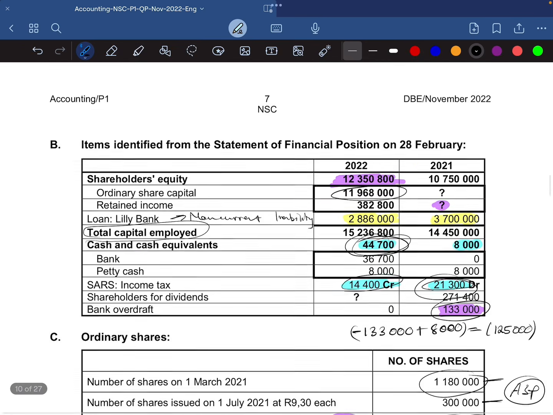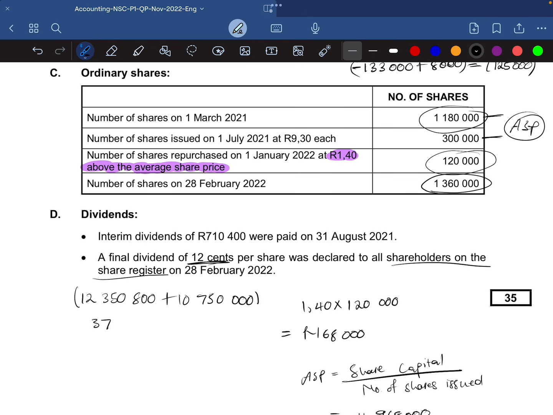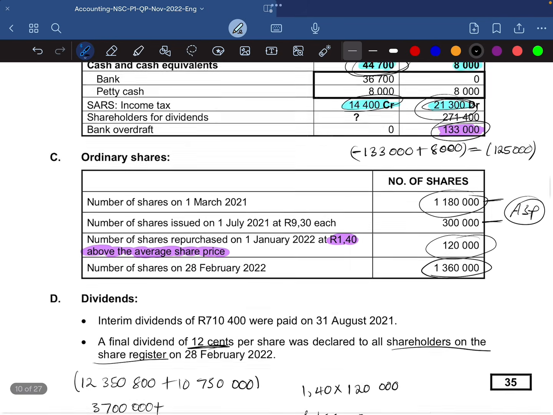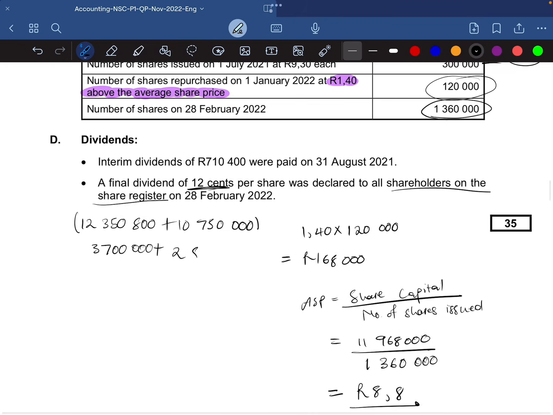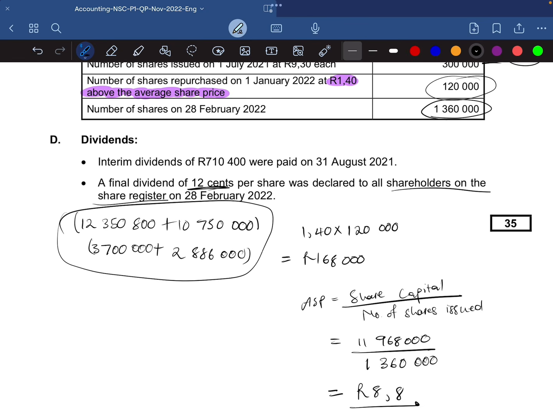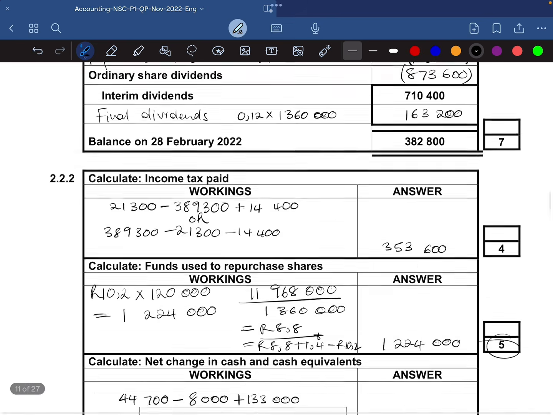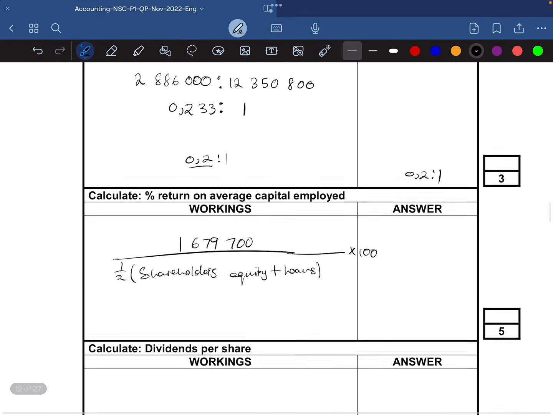So the loan amounts are 3,700 plus 2,886. Okay, so let's actually add all of these. So it's 12,350,800 plus 10,750, plus 3,700 plus 2,886. And I'm getting 29,686,800, and then we go half. Right? Because we're supposed to do half of that. That's how we get the average.